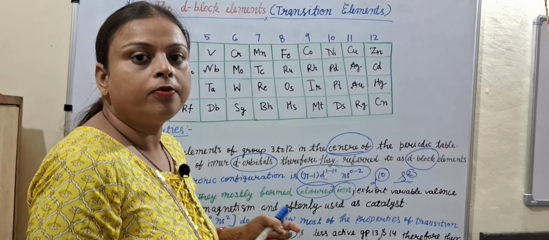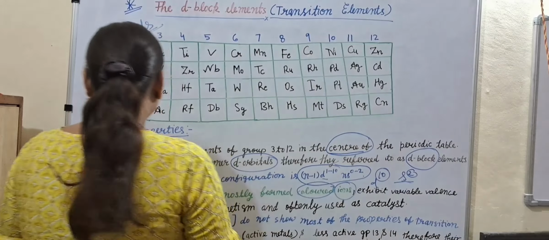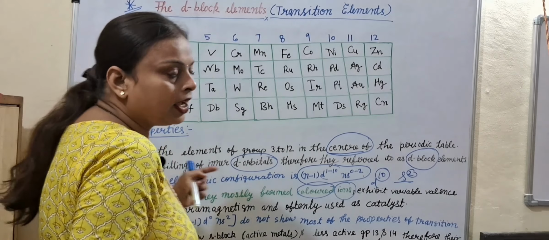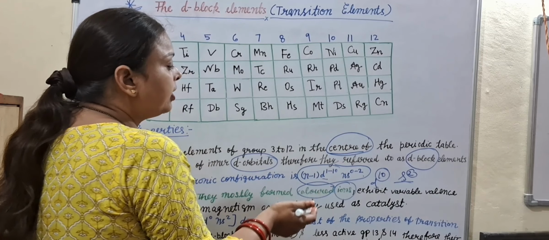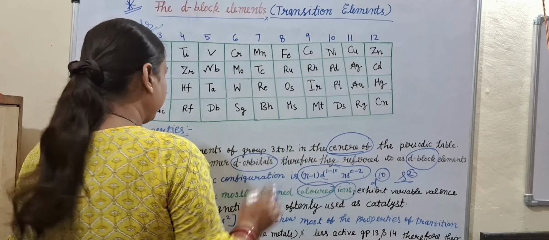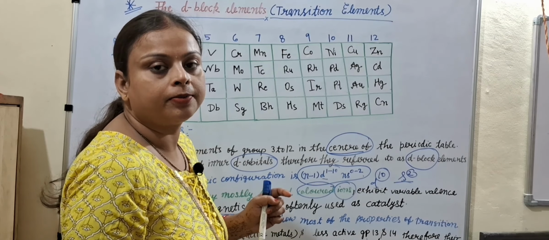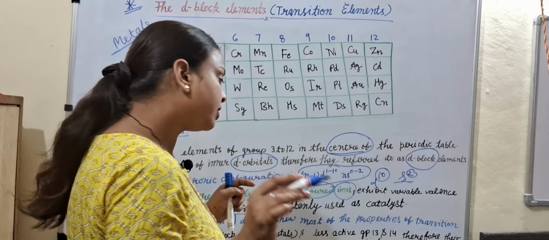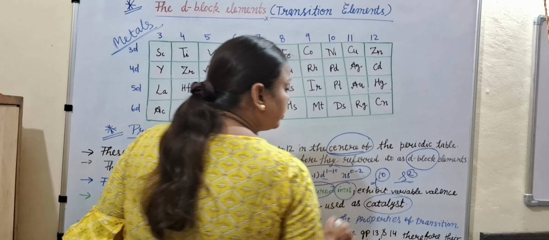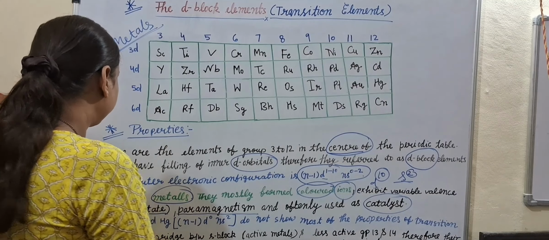Metals mostly form colored ions, and exhibit variable valence or oxidation state. It means they exhibit various oxidation states, various valencies. They show paramagnetism. They are paramagnetic in character and are often used as catalysts. Now come to the next point.